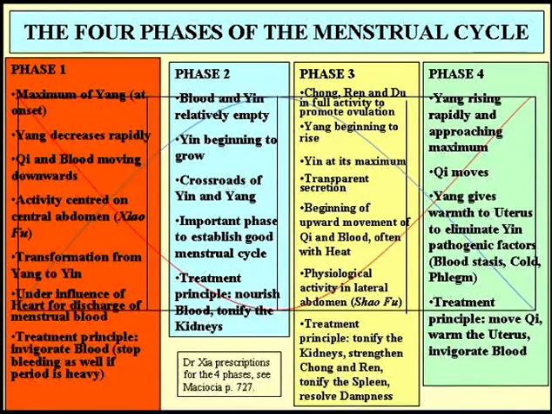So the treatment principle is tonify the kidneys, strengthen Chong, Ren, and Du. Tonify the spleen is necessary. Resolve dampness if necessary. So I use phase three to resolve damp phlegm in the uterus. And the remedy I use a lot is Clear the Palace.